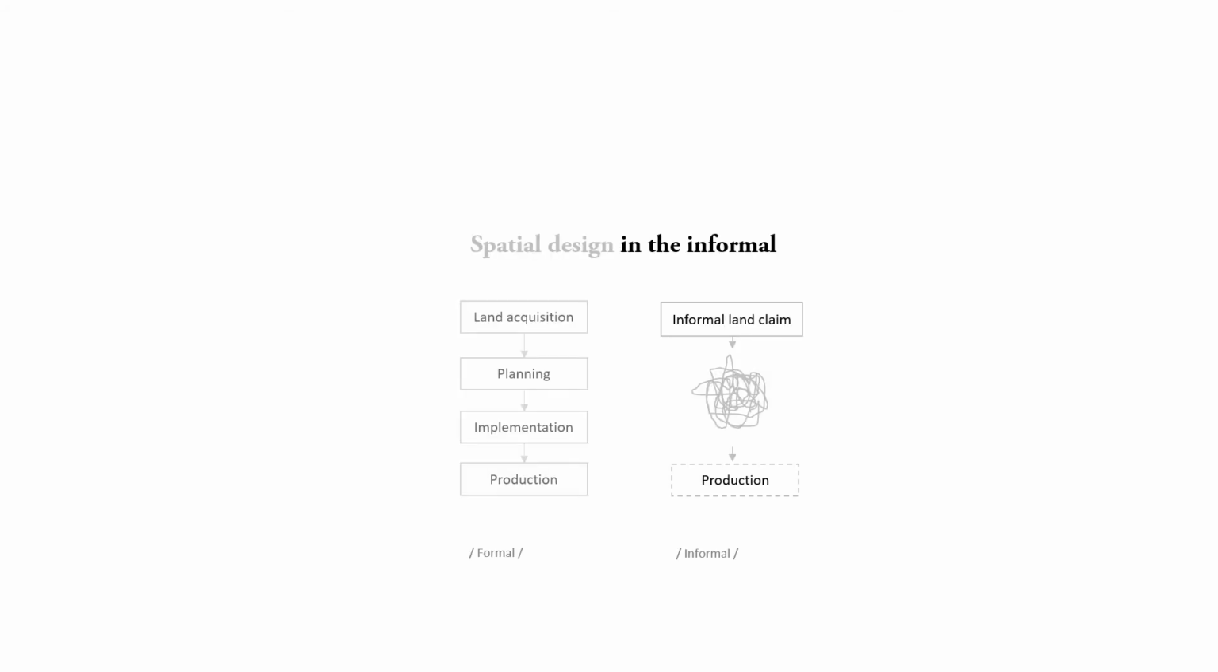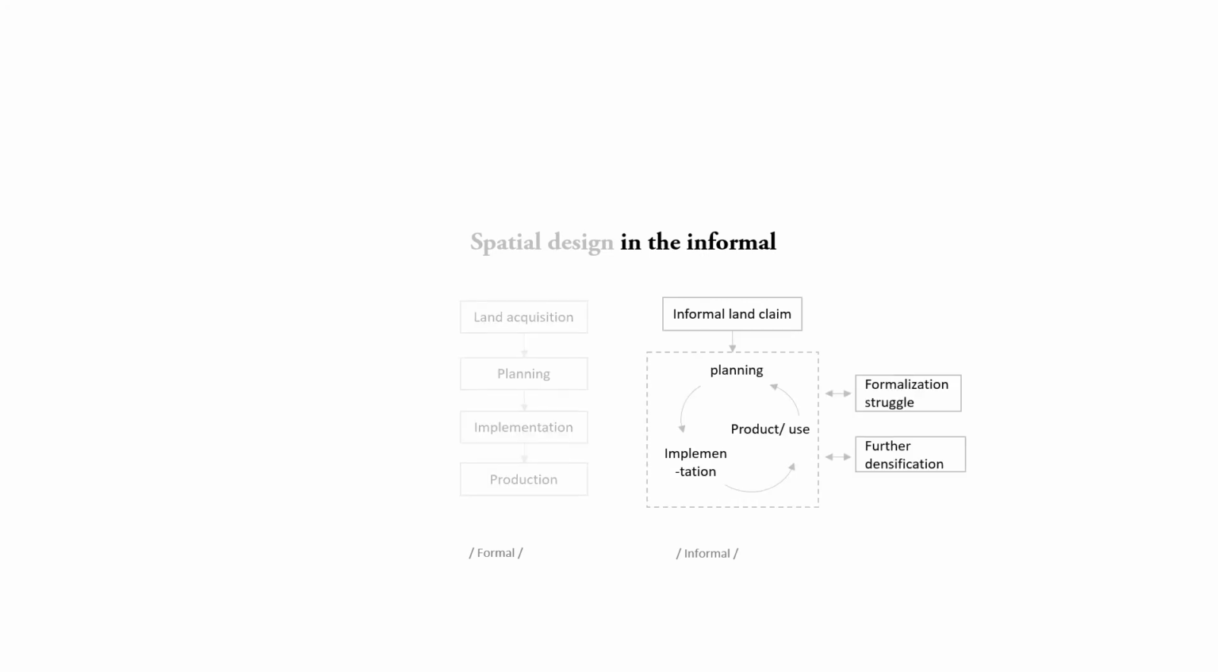Spatial design as a physical design generally implies a set of conscious decisions taken to decide on the quality of the end products of a certain spatial organization. In a formal condition, it usually appears in a linear process, from land production to planning, implementation, and products. However, spatial design in the informal could not appear in this way. The processes of planning, implementation, and products are always unclear and go back and forth. We should view it as a continuous process.